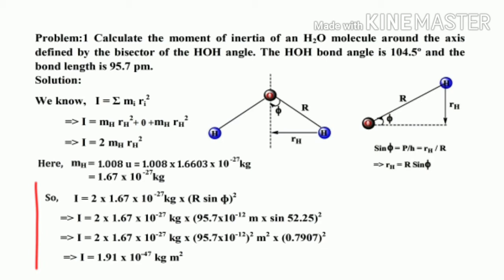This implies I is equal to 2 into 1.67 into 10 to the power minus 27 into (95.7 into 10 to the power minus 12 meter) whole squared into 0.7907 whole squared, where 0.7907 is the value of sine of 52.25 degree. So simplifying this, we get I is equal to 1.91 into 10 to the power minus 47 kilogram meter squared.